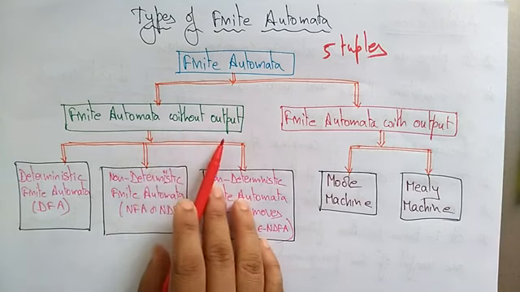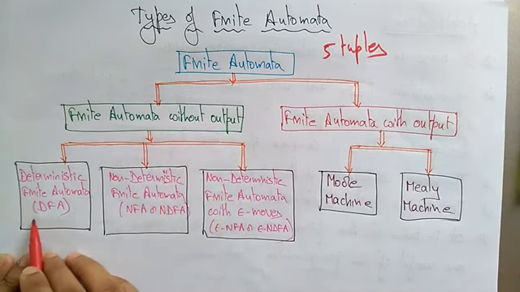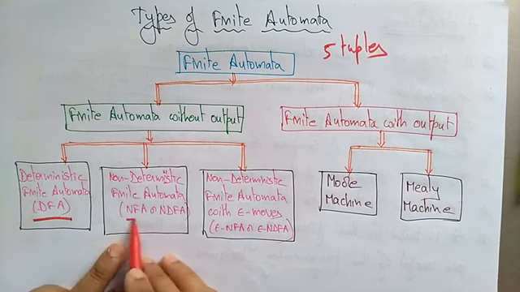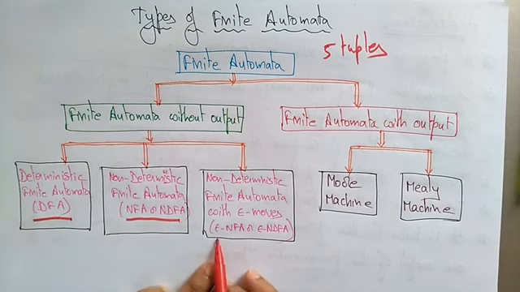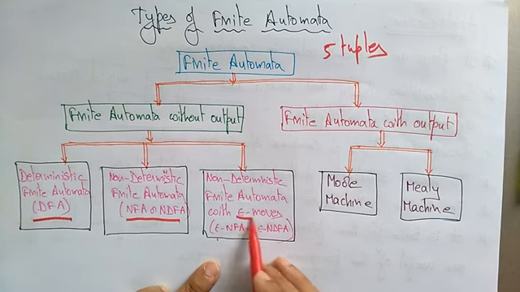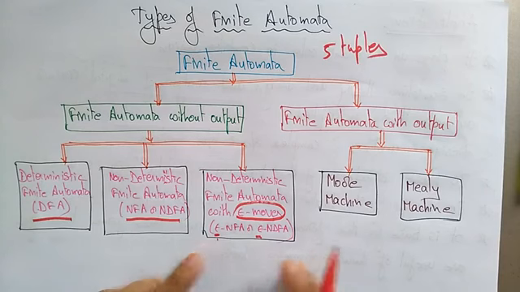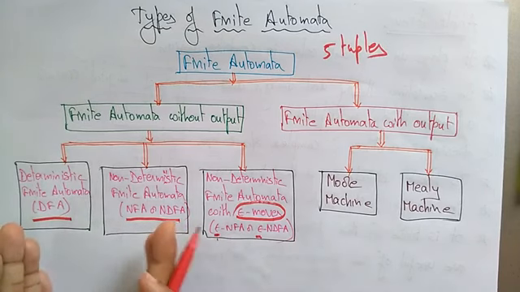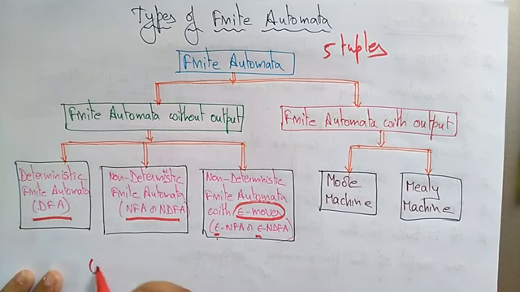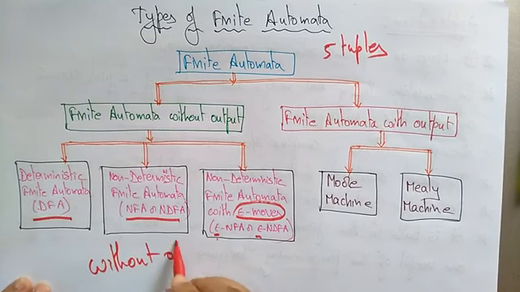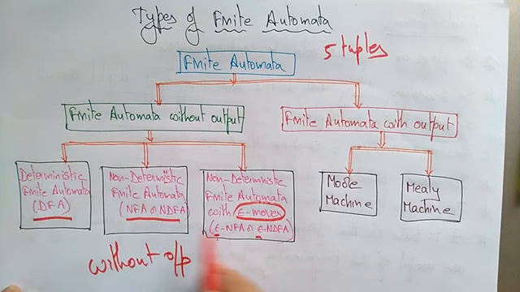The finite automata without output can be a deterministic finite automaton (DFA), a non-deterministic finite automaton (NFA), or a non-deterministic finite automaton with epsilon moves, meaning we are considering epsilon also. Remember that these three are the types of finite automata without output: DFA, NFA, and epsilon-NFA. NFA and NDFA are the same.